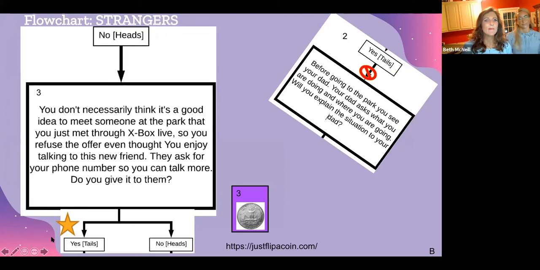Okay. You don't necessarily think it's a good idea to meet someone at the park that you just met through Xbox Live, so you refuse the offer, even though you enjoy talking to this new friend. They ask you for your phone number so you can talk more. Do you give them the phone number? And so I flipped the coin and oh, yes, I did. So let's see what happened when I gave them the phone number.